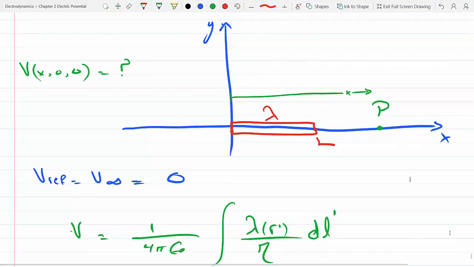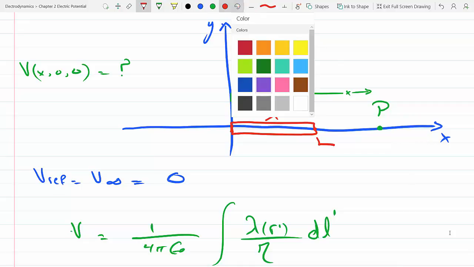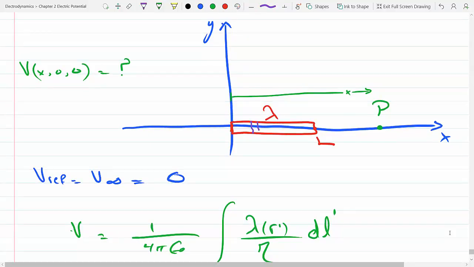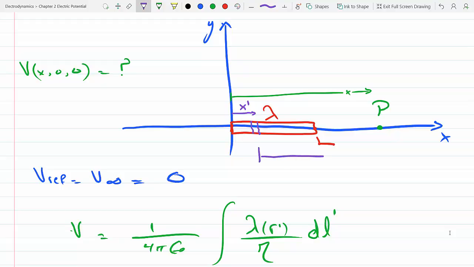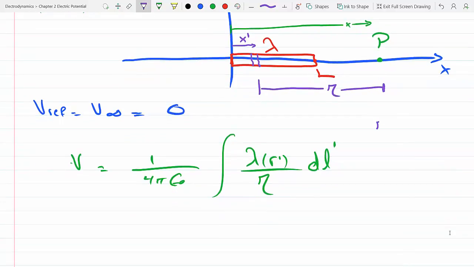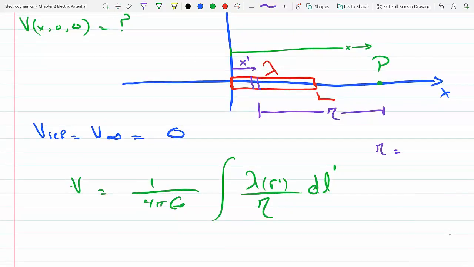So basically you have to take a slice of the rod at a distance, let's say x prime. So your separation vector is P minus x prime, going from here to point P. That would be x minus x prime, or P minus x prime. P is at x, 0, 0, at x away from the origin. Yeah, x minus x prime.